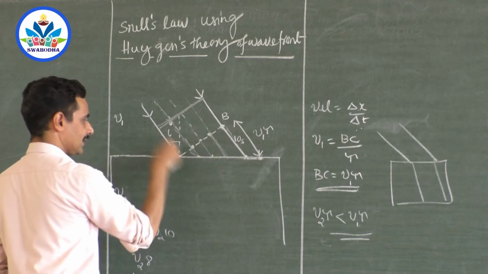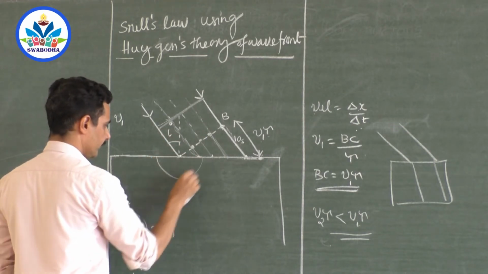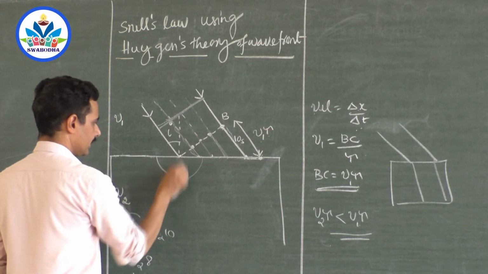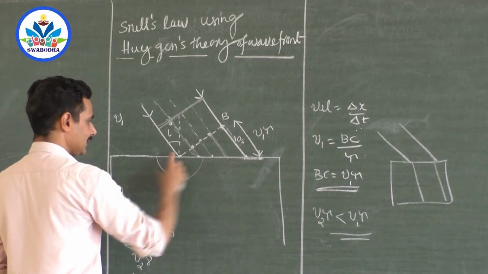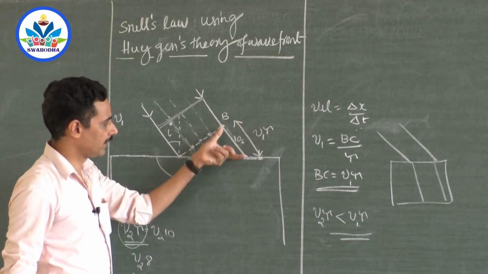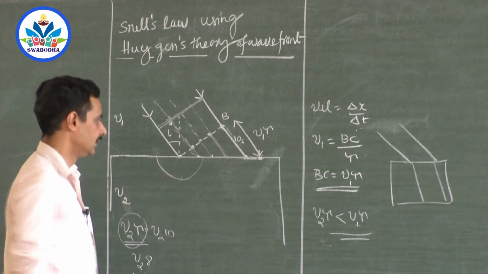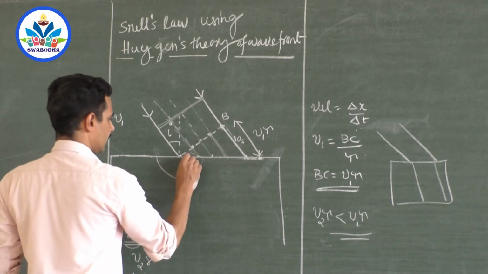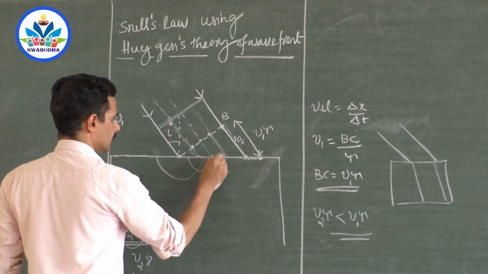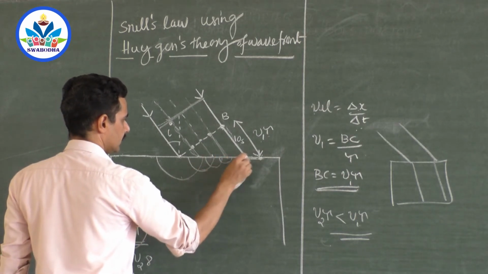This has just hit the surface. In 10 seconds, it may be anywhere here, right? It may be here, here, here, or here. But this distance is always less than this, because this travels in a rarer medium and will travel more distance in 10 seconds, and this has entered a denser medium, so it will travel lesser distance. What about this wave? This wave will be somewhere here, this will be somewhere here, and this will be just hitting.